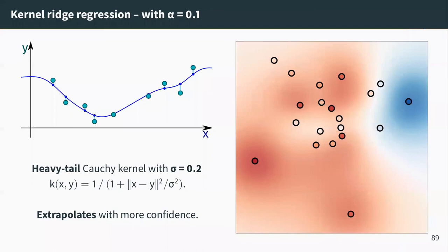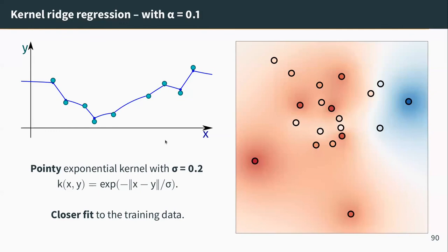So if you don't want that, maybe you say, I'm going to use this heavy tail Cauchy kernel. Yeah, so there you extrapolate, and maybe you're going to say, no, I want to have a close fit to the data, and so you're going to pick a pointy kernel, exponential of minus the distance.